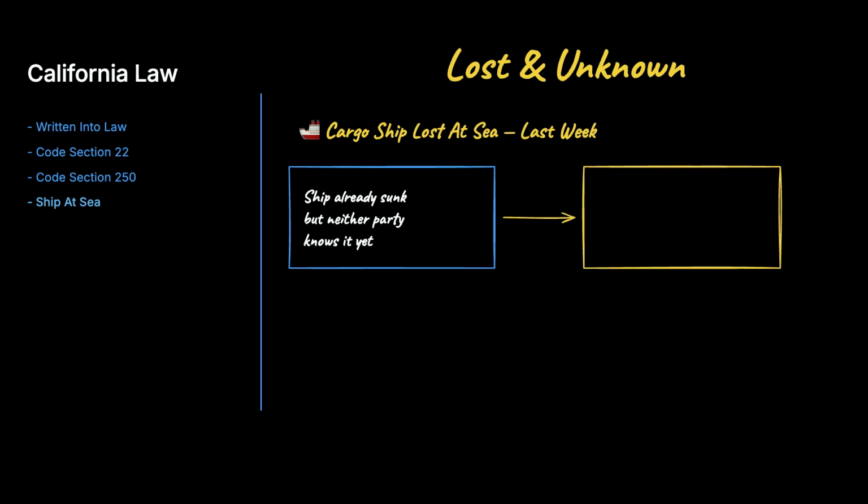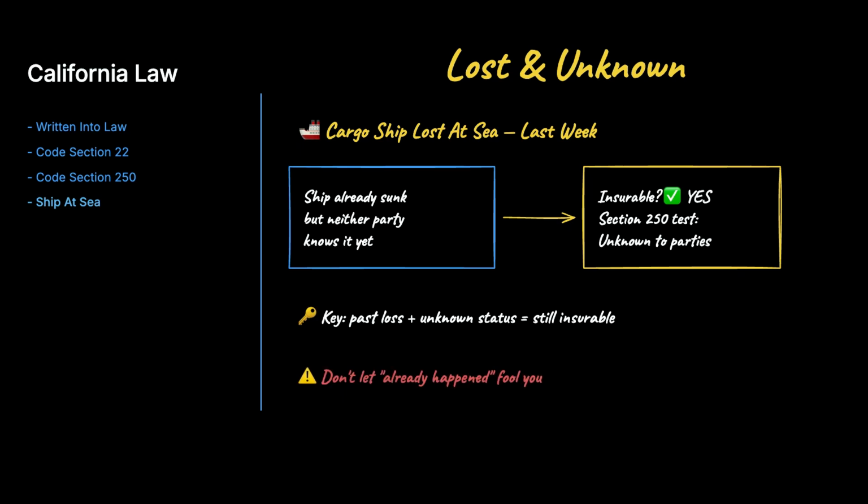Suppose a cargo ship was actually lost at sea last week, but when the policy is written, neither party knows yet. Insurable event under Section 250, yes. The loss already happened, but it was unknown, and that unknown quality is the whole point. Do not let past fool you.